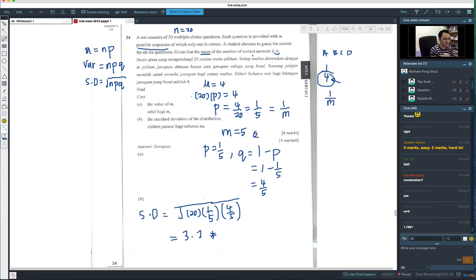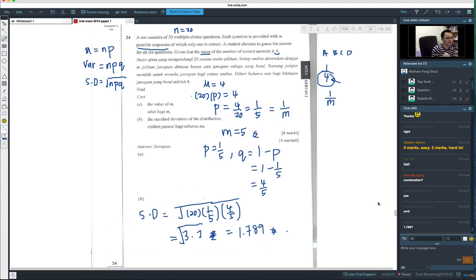It's 1.7. Huh? Am I pressing calc? Oh, I forgot the square root. My bad. Thanks, Natalie, for reminding me about this. Yeah, I forgot the square root. It's 1.7889. Yep.